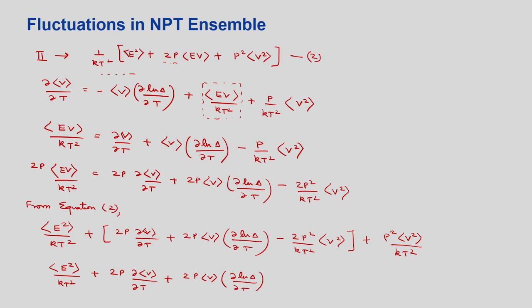Then here it is minus 2P square KT square, it is plus P square by KT square. So it becomes minus P square by KT square into V square. So this is the final equation 2. So why we have 1 and 2 both together here. So now I can combine them together and write out the entire equation which we got earlier.